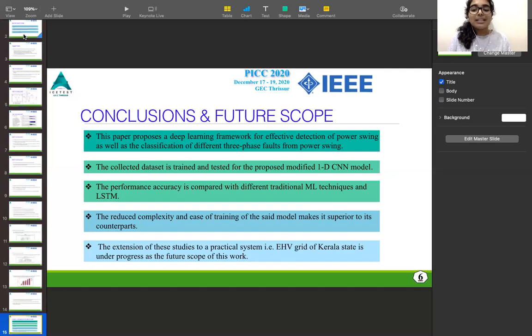The reduced complexity, easier training, and possibly simple integration with the existing power system, which consists of a lot of digital relays, make it a more feasible solution. This work can now also be extended to be implemented or simulated on a more practical system like the EHV grid of a complete state such as that of Kerala, and this can be considered as a future scope of our work.